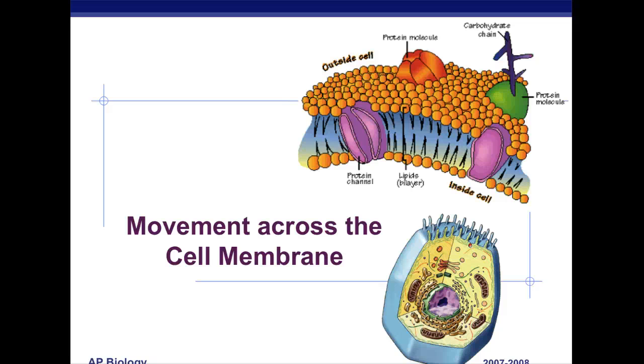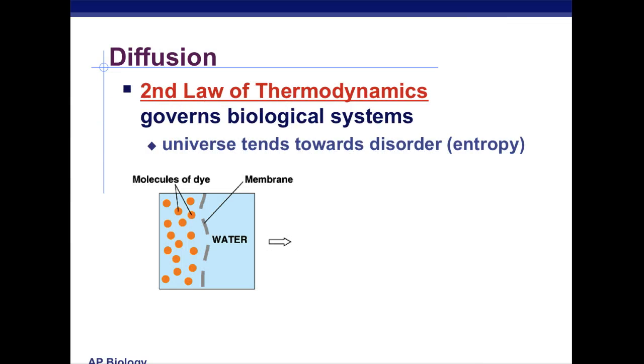In this PowerPoint, we're going to talk about how materials move across the cell membrane, or as we call it, cell transport. So one of the big ideas behind cell transport is this idea of the second law of thermodynamics, which states that the universe tends towards disorder, or an increase in entropy.